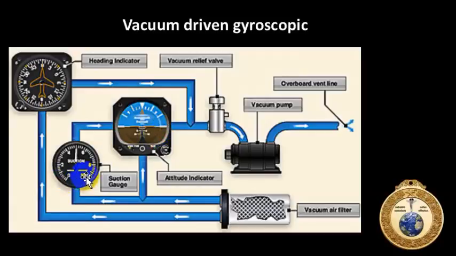Again, we have a suction gauge, and there needs to be an acceptable reading from the suction gauge to let you know that the vacuum pump is running. Now let's talk about how the air flows through the system.